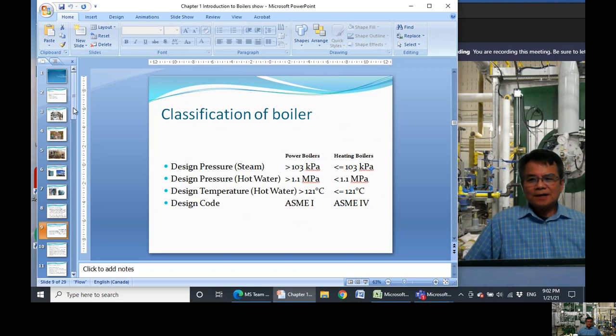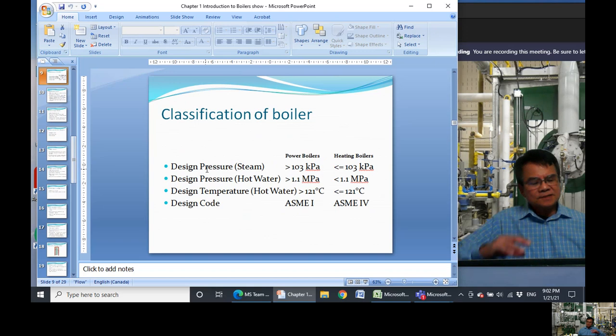Now, the classification, according to the code book, there are two different types of power boiler. One is steam, another one is hot water. For steam, they classify anything bigger than 103 kPa as a power boiler. Anything smaller, lower than that, is a heating boiler. You may ask, why is 103 such an odd number? Because in the old days, they classified this as 15 psi. If you convert 15 psi, it is 103.1 kPa. So that is why.